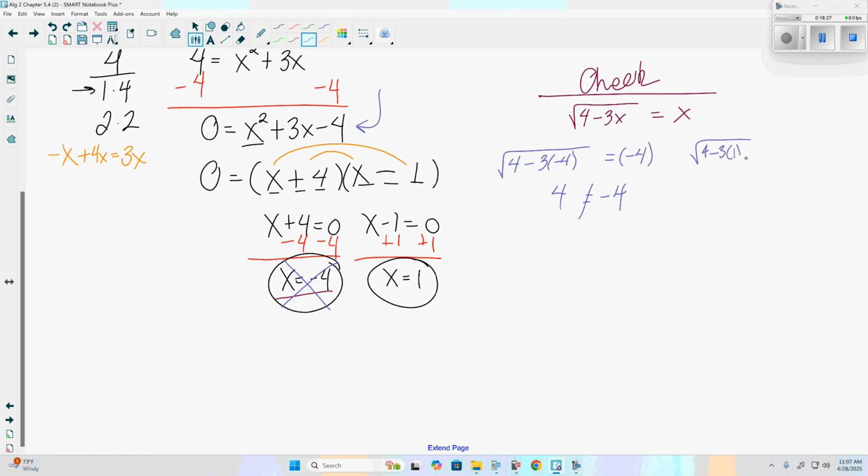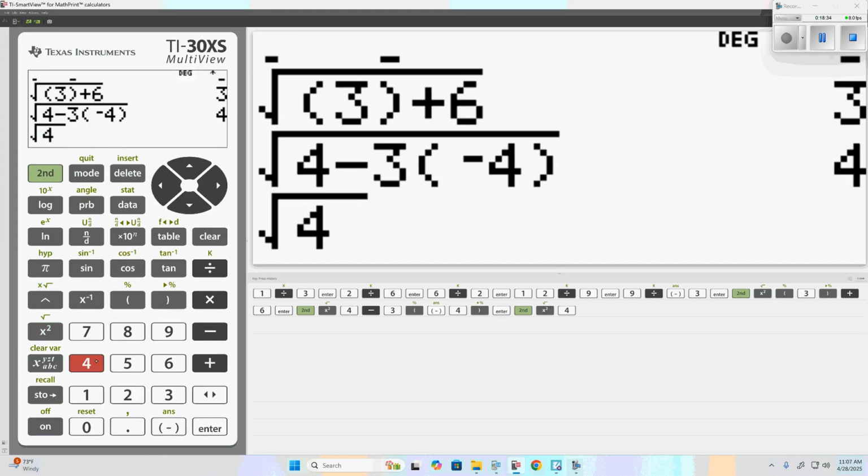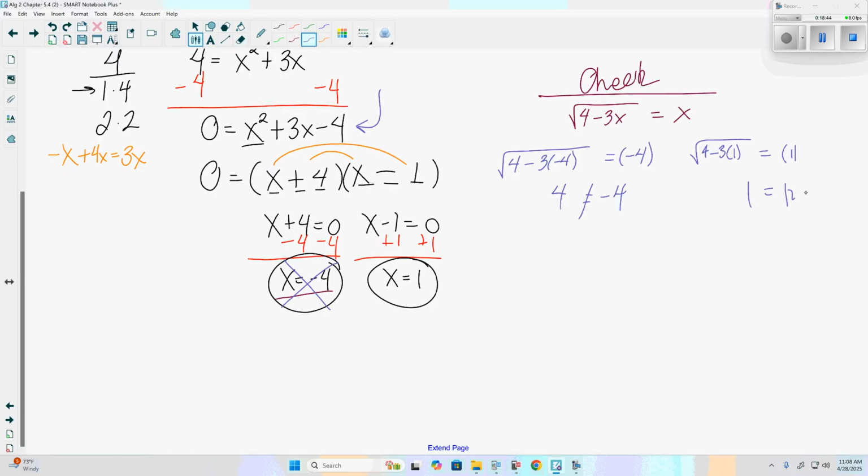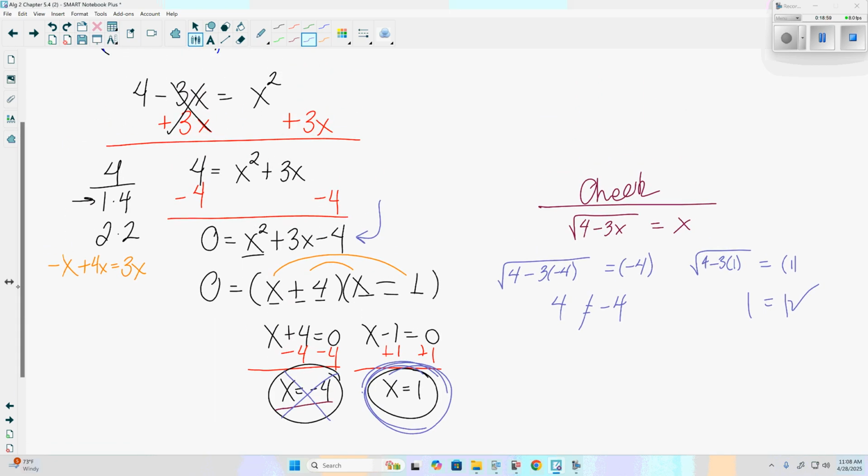4 minus 3 times 1 is equal to 1. So the square root of 1 is 1. 1 is indeed equal to 1. So the one solution that does work is x equals 1, and x equals negative 4 doesn't work. It's not always going to be the case that one doesn't work, because it could be that both work, or it could be that neither one of them work. It doesn't always have to work out.